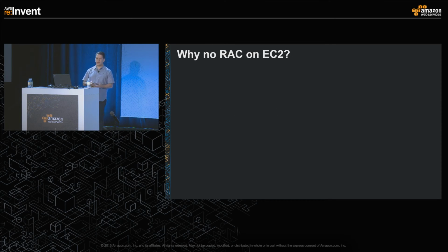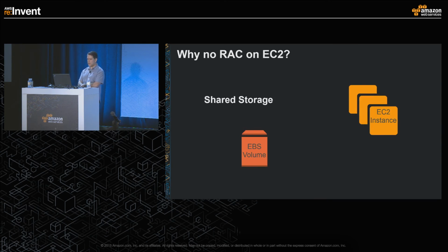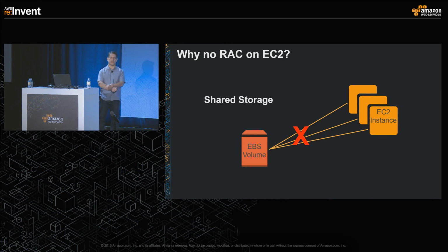Now, historically, we have said that RAC isn't supported on EC2. And there are a few reasons that was a message that we had. As you know, we store data, generally persistent data, on EBS in EC2, the Elastic Block Store. And as you probably know, EBS volumes can only be connected to one EC2 instance at a time. They can't be connected to multiple EC2 instances at a time. So they can't serve that shared storage requirement that RAC has.